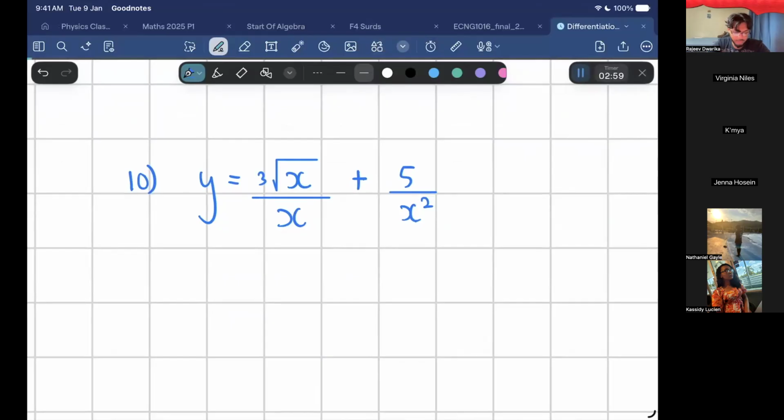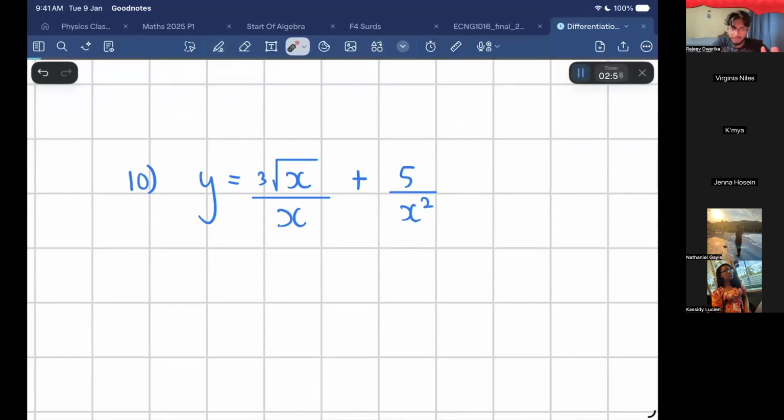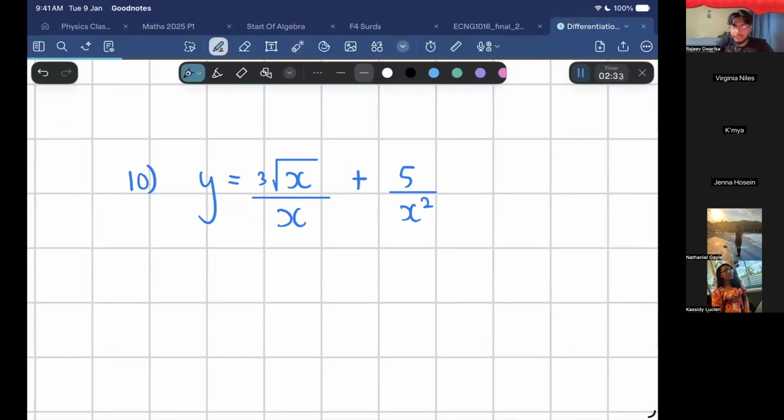3 minutes. I'm just making this abundantly clear. Does this mean 3 by root x? No, it does not. It actually means cube root of x. So tread carefully. And again, you can only differentiate something if it's in the form x to the power n or ax to the power n. So you need to put it in that explicit form before you differentiate.